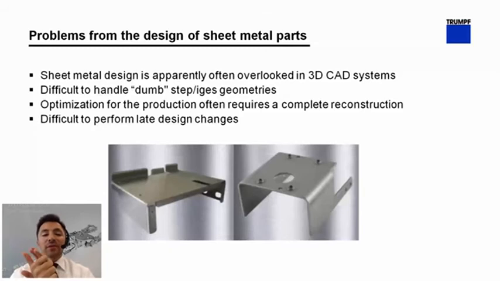Sheet metal design is often overlooked in 3D CAD systems, and it's quite difficult sometimes to handle dump, step, or IGES geometries. Therefore, the optimization of the production often requires a complete reconstruction. And that's, of course, very time-consuming and tedious.